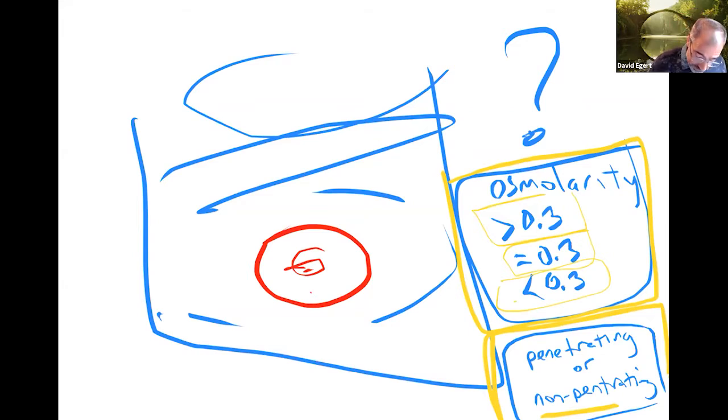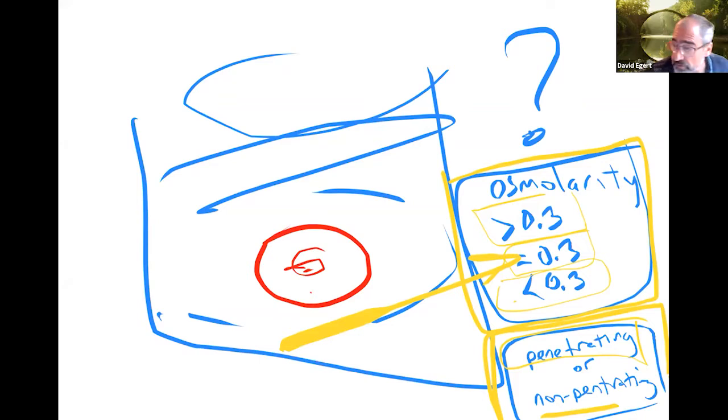If it's penetrating, then you've got to be careful because it can even be isoosmotic, but still be hypotonic because the penetrating solute enters the cell and then the water follows, which ultimately ends up inflating and bursting the cell. So does that make sense?